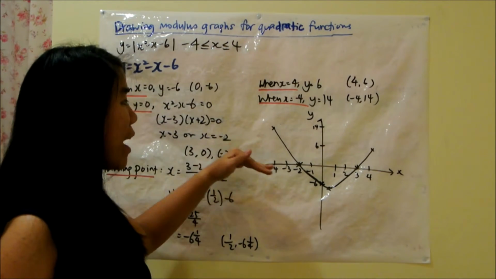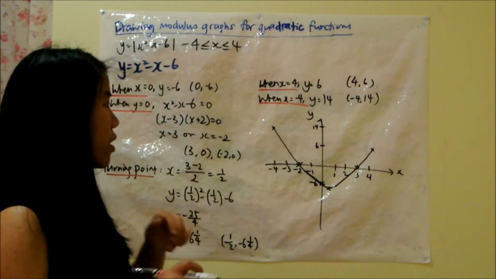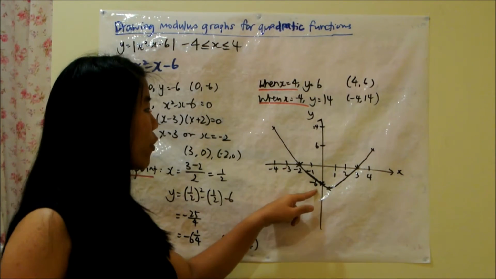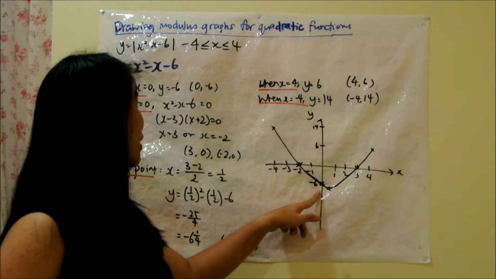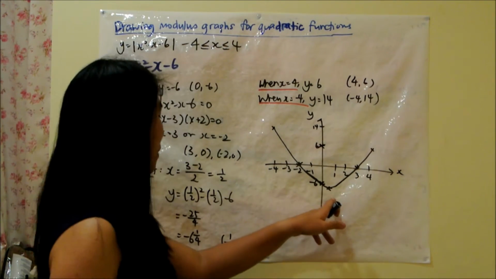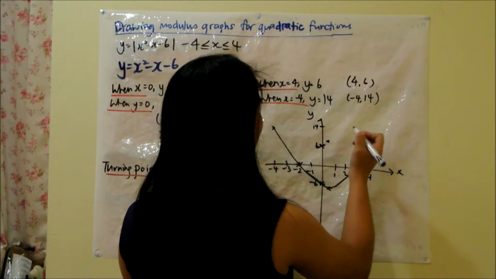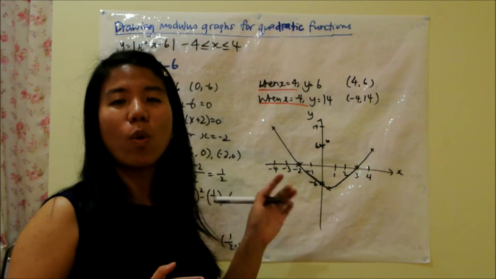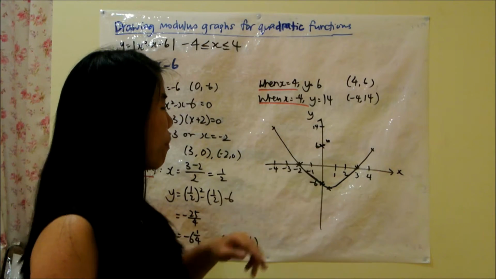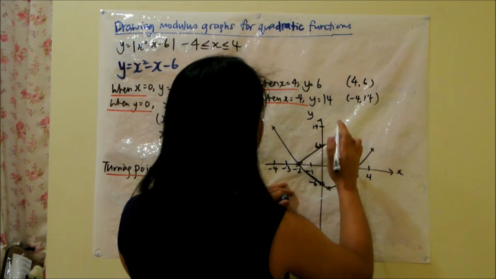How you do that is to flip everything below the x-axis upwards. What this means is that all your points with negative y values now become positive. For instance, the point (0, -6) now becomes (0, 6). Even your turning point, (1/2, -6 and 1/4), now becomes (1/2, 6 and 1/4). This is because when you apply modulus, what changes is your y values. They become positive, so I flip everything upwards.